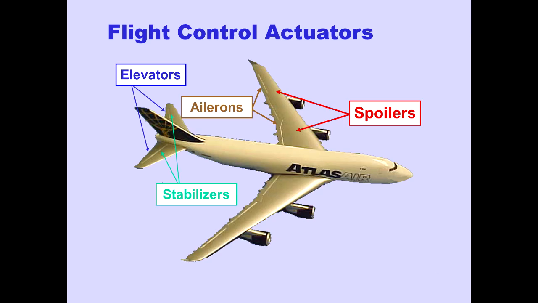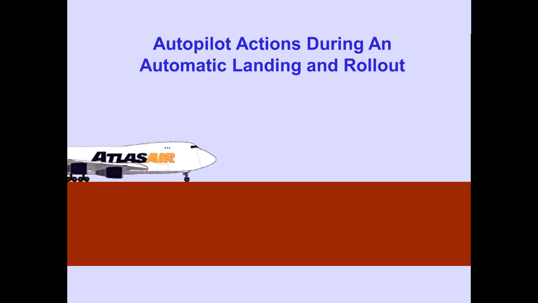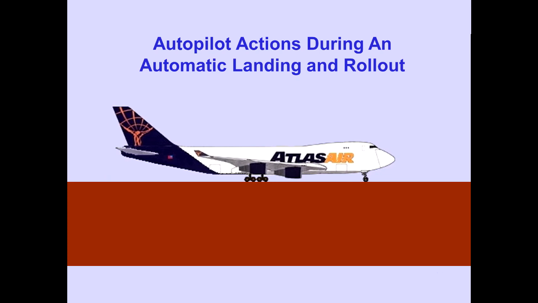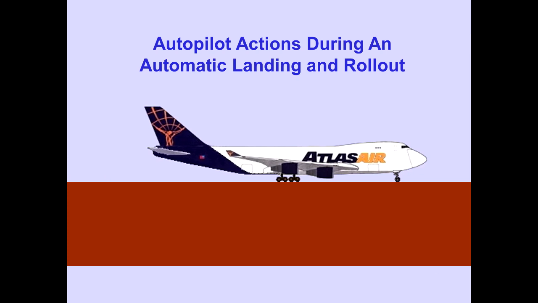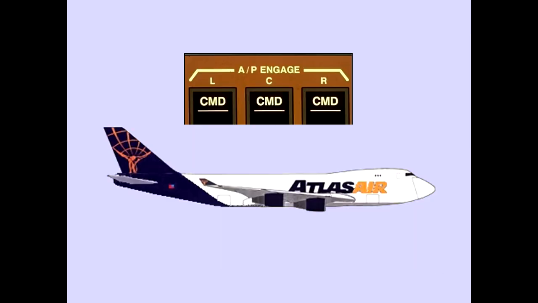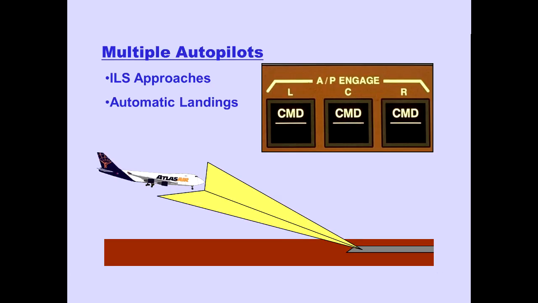The autopilot can control the ailerons and elevators, spoilers, and stabilizers. During an automatic landing and rollout, the autopilot also controls the rudder and nose wheel steering. During most phases of flight, only one autopilot is used. Multiple autopilots are used for ILS approaches and automatic landings.